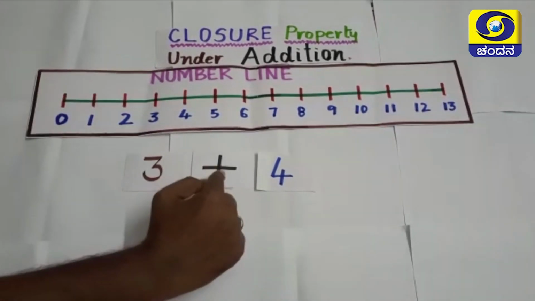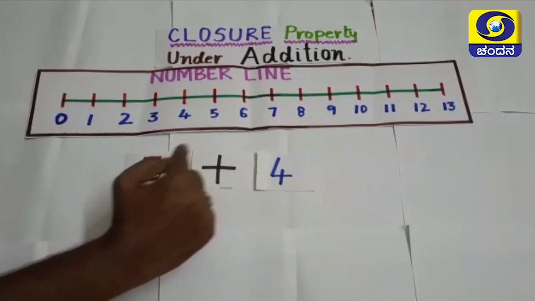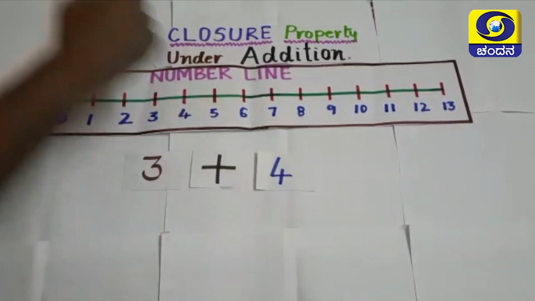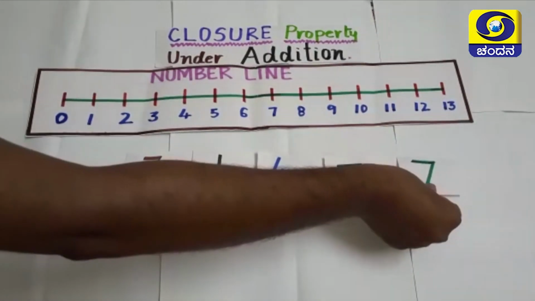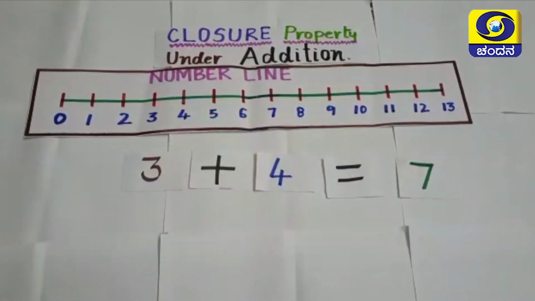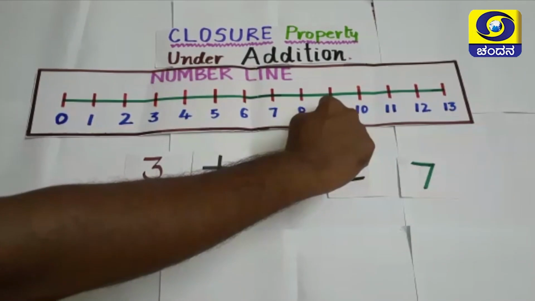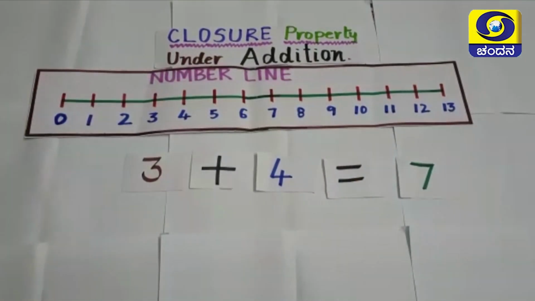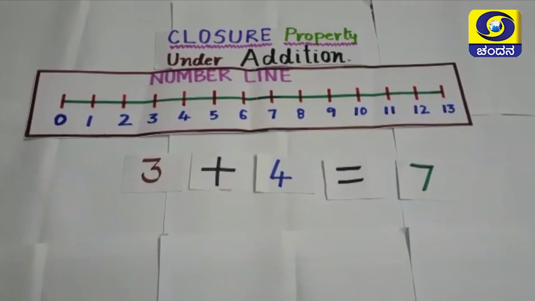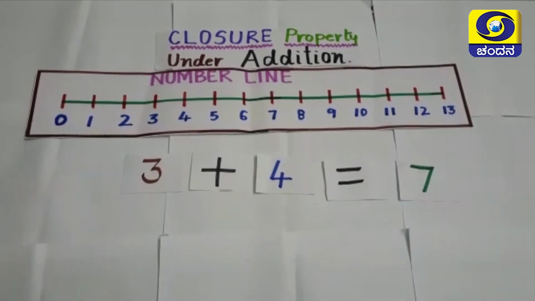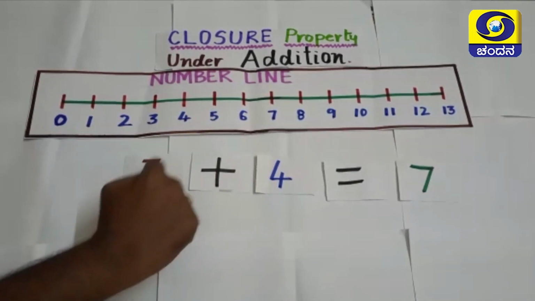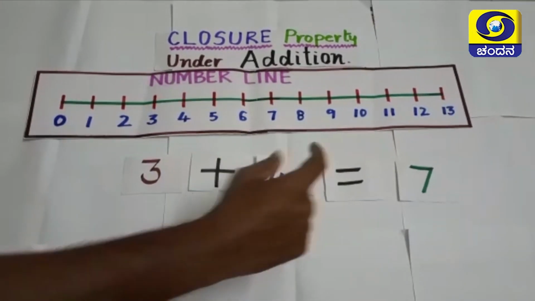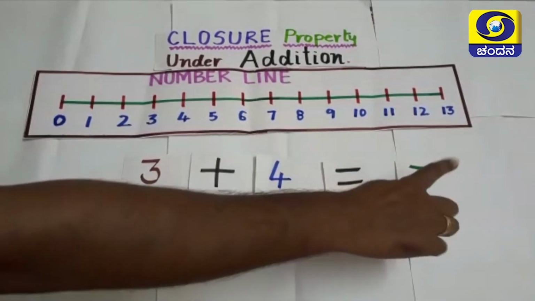The sum of these two numbers, 3 plus 4, is equal to 7. Students, you can also see that 7 is present in this number line. Is it correct? By this, we can state that on adding any two whole numbers, the sum is still a whole number.